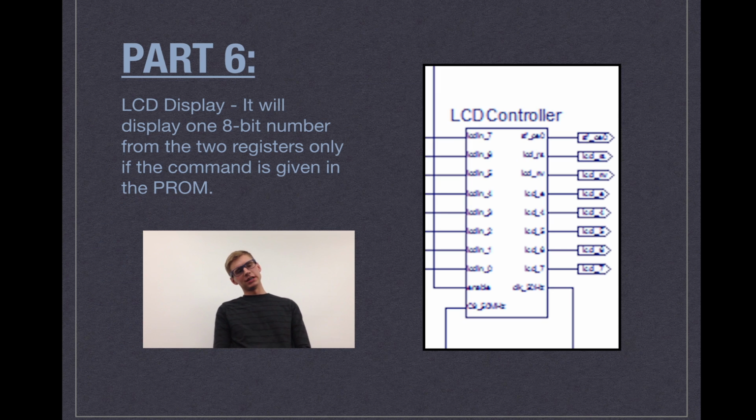The final component of our processor is called the LCD display. This display will take an 8-bit number that it receives from both registers, and it will change it into a shape, or in our case, a number or a letter on an LCD screen. This is connected to the actual board, and this logic will be received from the PROM.